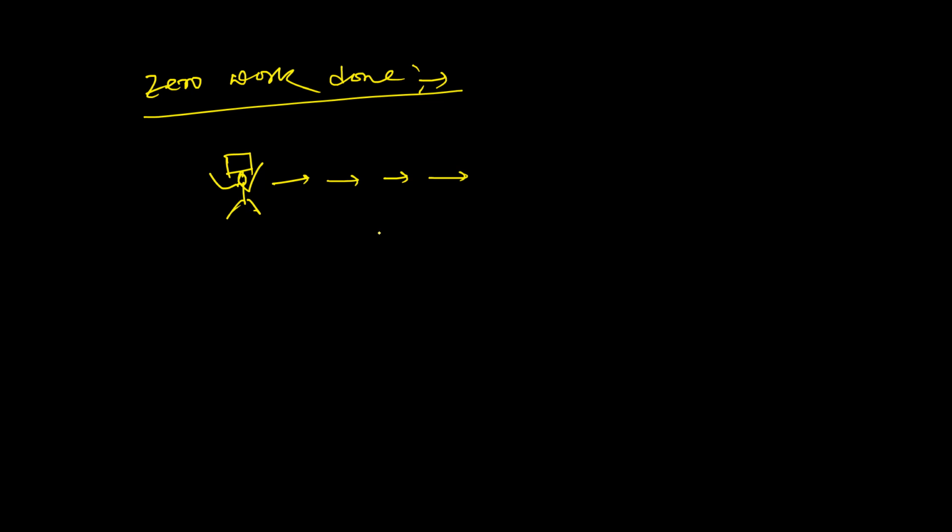There was a man who is having some load on his head and he is moving in this direction. So the displacement is obviously in this direction, right? But the force working on him is the weight of the load. The weight of the load is always working in the downward direction. That weight of the load can be represented by W. Here W is not the work done, this is the weight of the load.